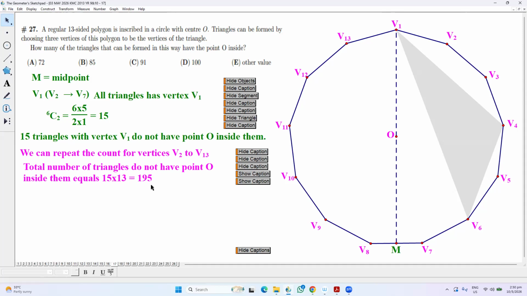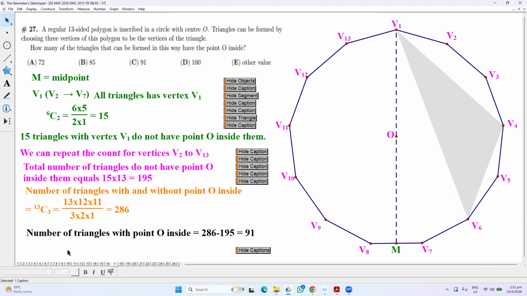Okay. Now that we know the triangles that do not have point O, the next thing is to calculate the total number of triangles. Total is 13 points, choose any 3 points. 13 choose 3, the number of triangles with and without O inside, is 286. So we subtract all those that do not have point O, and we get those that have point O. The number of triangles with point O inside is 91.